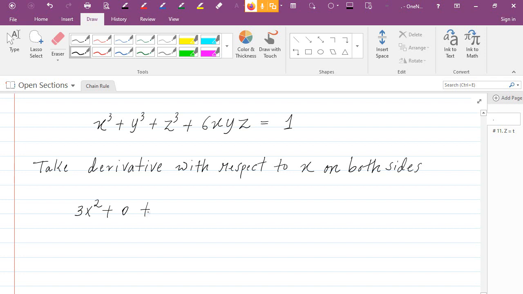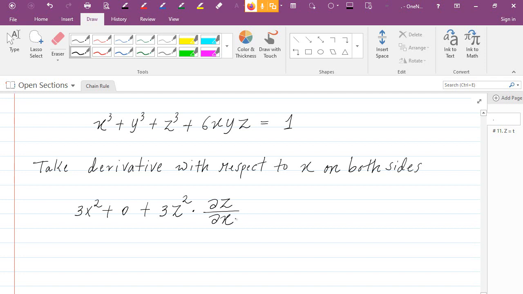Now we are taking the partial derivative of z cubed with respect to x. So what are we going to get there? Well, that's going to be 3z squared multiplied by the partial derivative of z with respect to x.